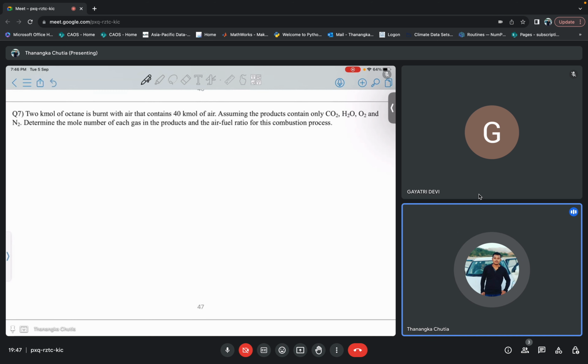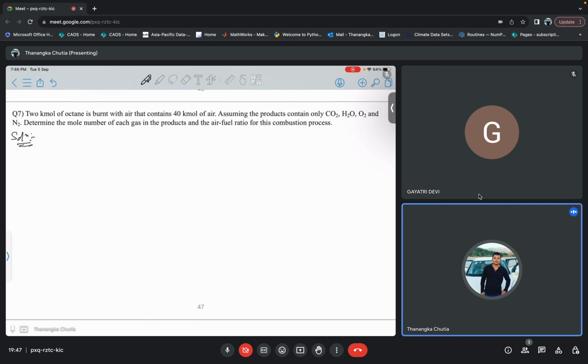Now 2 kilomole of octane is burnt with air that contains 40 kilomole of air. Assuming the products contain only carbon dioxide, water, oxygen and nitrogen, determine the mole number of each gas in the product and the air fuel ratio of this combustion process. So how will we do this one?